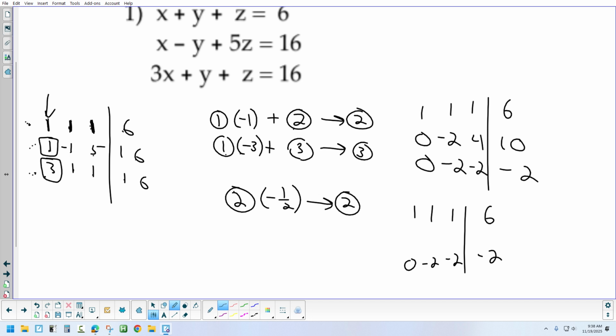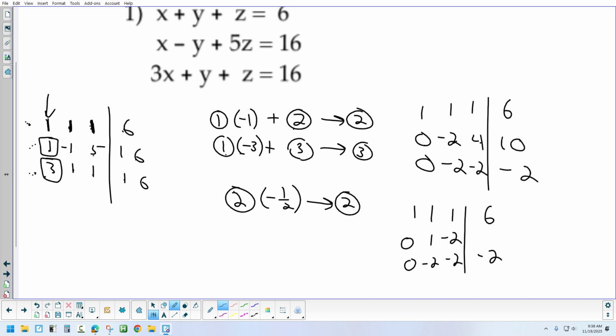And now let's do what that step says. Multiply everything in row 2 by -1/2. What's 0 times -1/2? 0. What's -2 times -1/2? 1. What's 4 times -1/2?